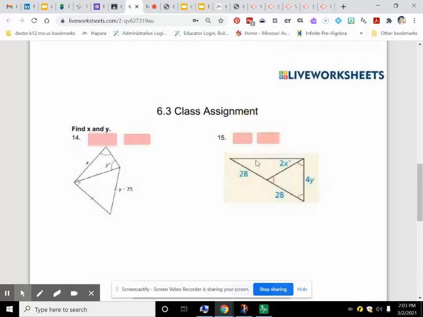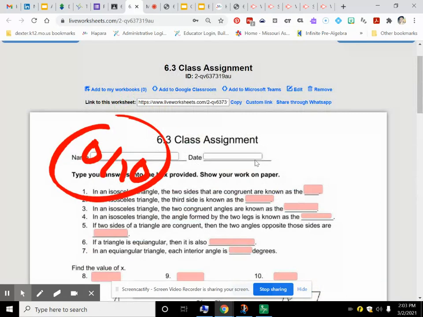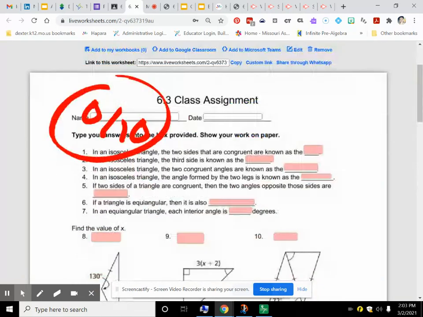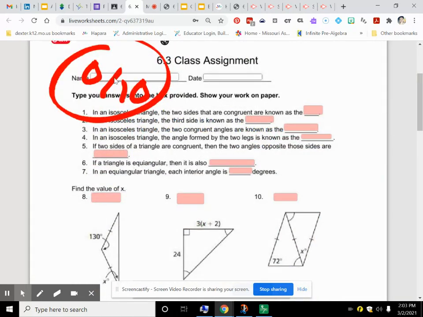All right, and then if you scroll back up, it will tell you which ones you got right and wrong, and it will give you your score.